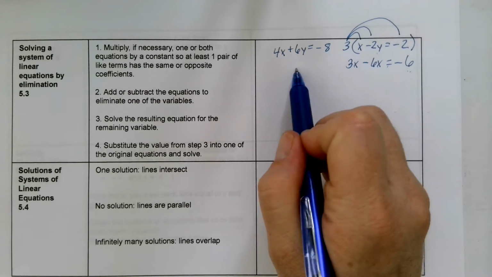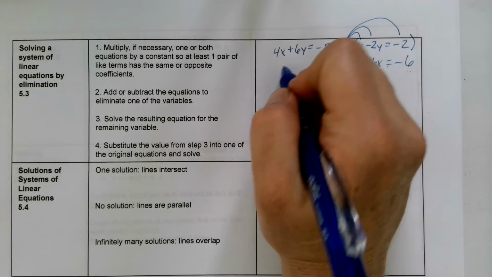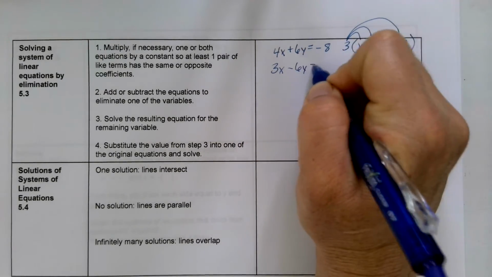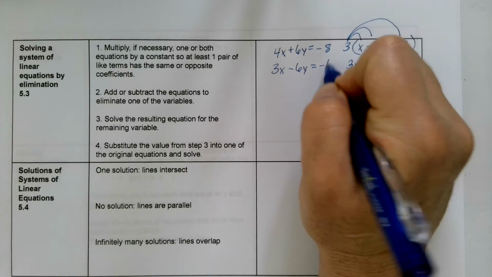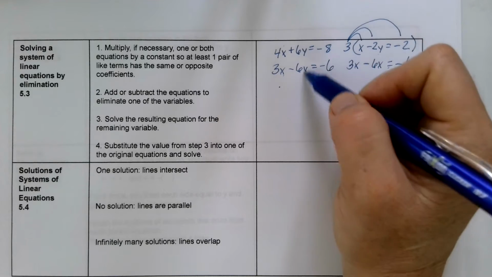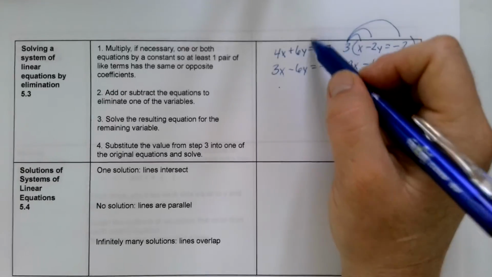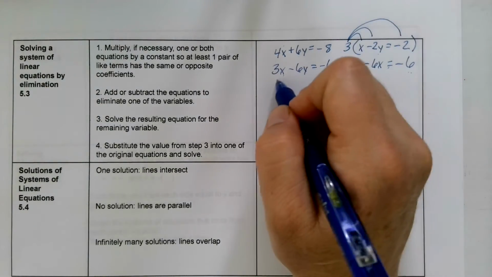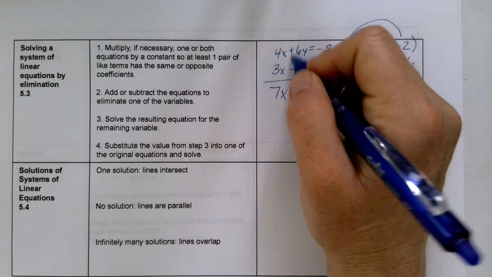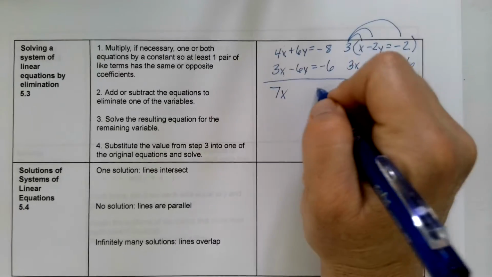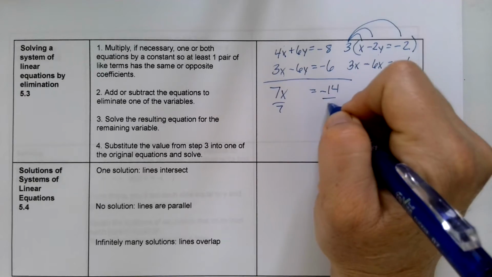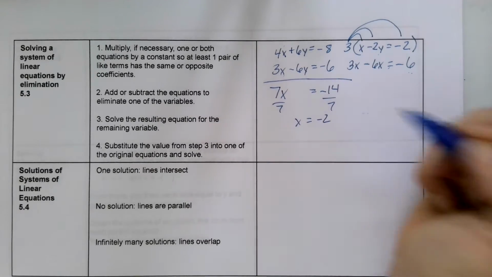So then we can write this equation right under the other one, and we're going to stack them and add them. So 3x minus 6y equals -6. So we're going to add straight down, making sure that our like terms are stacked on top of like terms, meaning our x's are stacked up, our y's are stacked up, and our constants are stacked up. So we have 7x. This cancels out, eliminating the y, hence the name elimination. We add this up, and that's -14. Divide both by 7, and we have x equals -2.